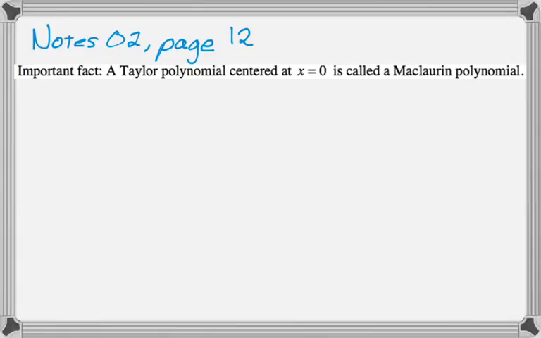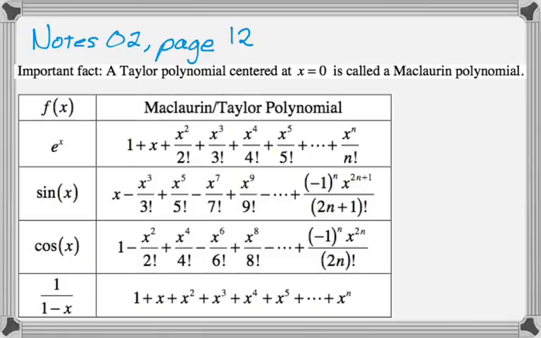But it turns out that there are 4 of them that you need to have totally memorized. So here they are. The functions are e to the x, sine of x, cosine of x, and 1 over 1 minus x. The first 3 are really easy to remember the names of: e, sine, and cosine. The last one we call geometric series. So let's take a look at some of the things about them. These are all Maclaurin polynomials, so they're all centered at 0.